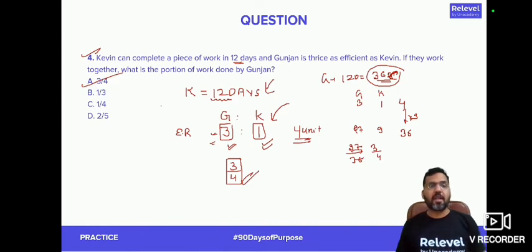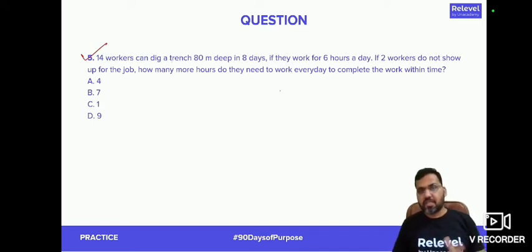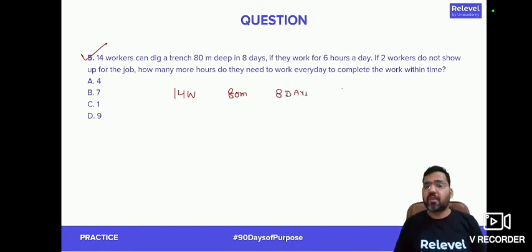Question number 5. 14 workers can dig a trench 80 meters deep in 8 days if they work for 6 hours per day. In total we have 14 workers. If 2 workers do not show up for the job, how many more hours do they need to work every day to complete the work within time?